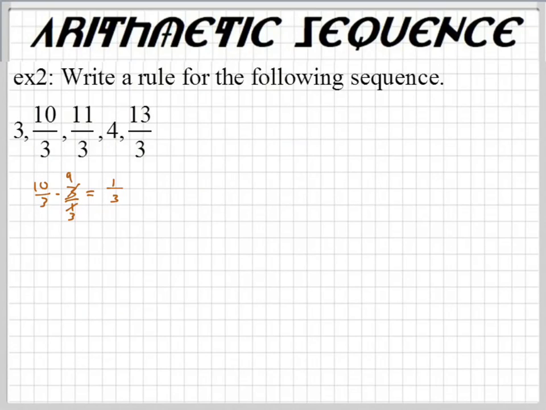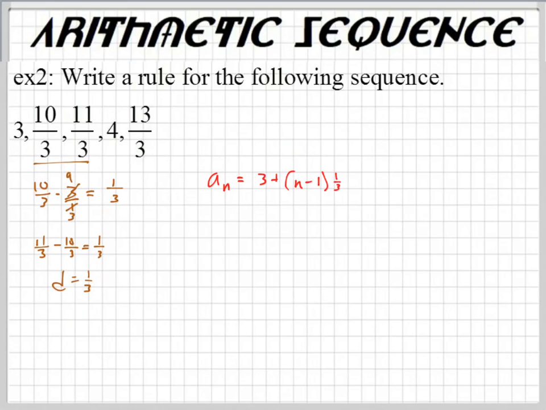And let's try these two numbers. We have 11 over 3, and we subtract 10 over 3, and we get 1 over 3. Look, it has a common difference. So our common difference is 1/3. Our rule is going to look like this: a sub n equals, what's our first term? 3. Yeah, 3 plus n minus 1 times 1/3.